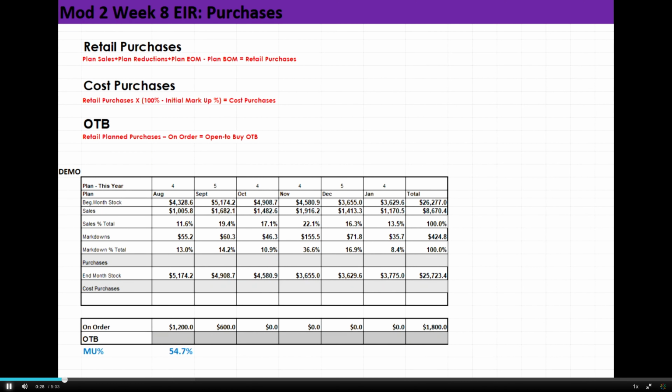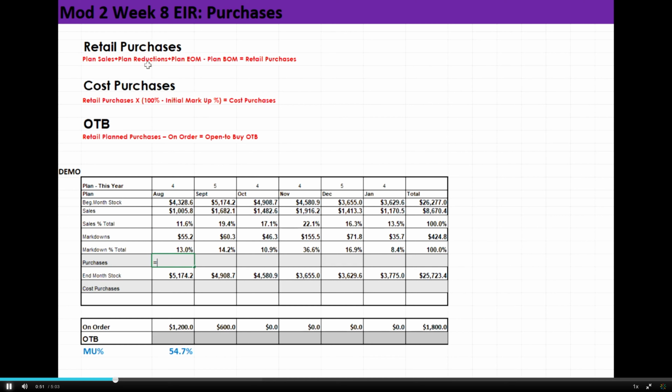So here we have all the components of the 6-month plan. We have our sales and our markdowns planned by month, but now we need to look at our purchases by month. So these are the 3 formulas that you are going to be using in order to solve for retail purchases, cost purchasing, and open to buy. So let's start with calculating retail purchases.